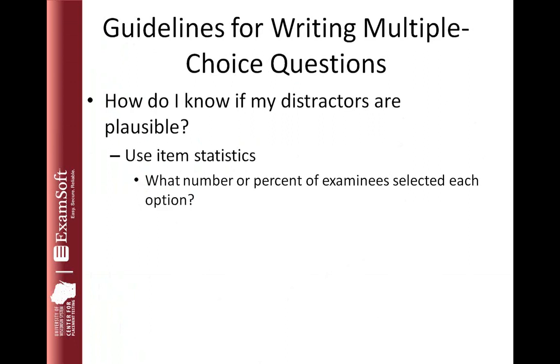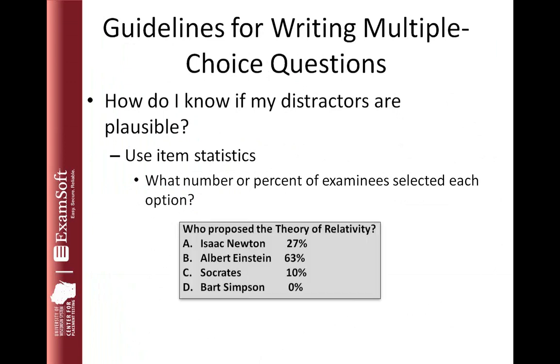So how do I actually know if my distractors are plausible? This is what we can use item statistics for. We can simply look at the number of examinees, or the percent of examinees, that selected each option. So theoretically, back to my theory of relativity question, let's say 27% selected Isaac Newton, 63% selected Einstein, 10% selected Socrates, and 0% selected Bart Simpson. Nobody chose him. It's a good indicator that option D is not a plausible distractor. It wasn't attractive to anybody, and everybody could rule it out.